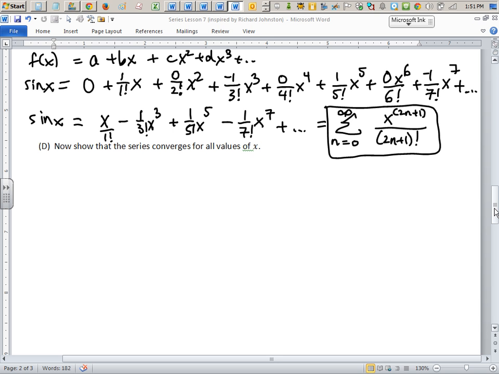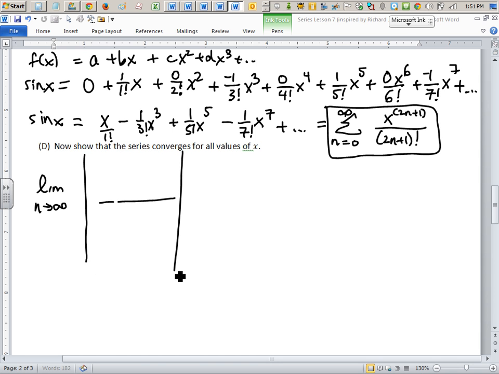All right, so here it goes. First, we set up a ratio test. The nth term is on the bottom.